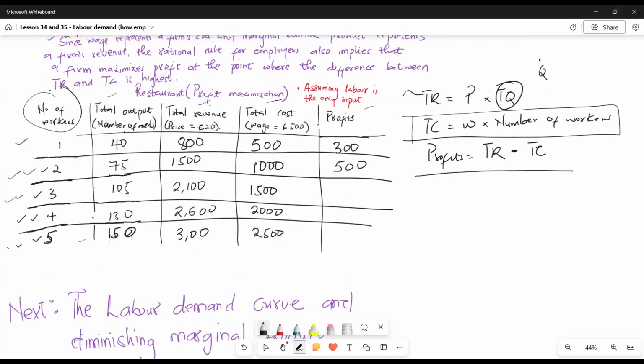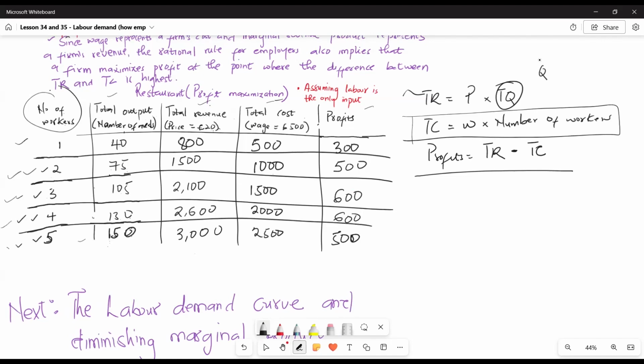With three workers, total revenue is 2,100, total cost is 1,500, so the difference is 600. With four workers, total revenue is 2,600, total cost is 2,000, so the difference is 600. With five workers, total revenue is 3,000, total cost is 2,500, so the profit is 500.